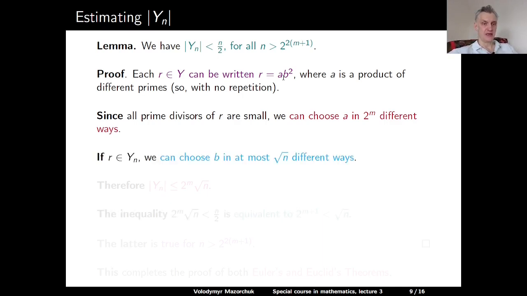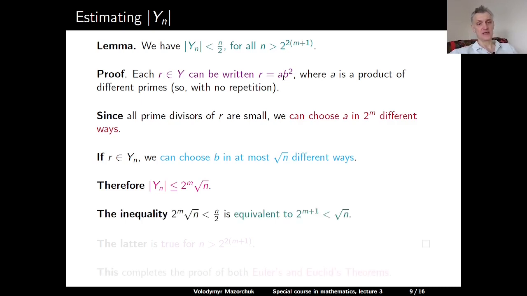And if our element R belongs to yn, so if it is less than or equal to n, then the square part b can be chosen in at most square root of n different ways. b must be less than or equal to the square root of n. So therefore, the cardinality of yn is at most 2 to the power m times square root of n.